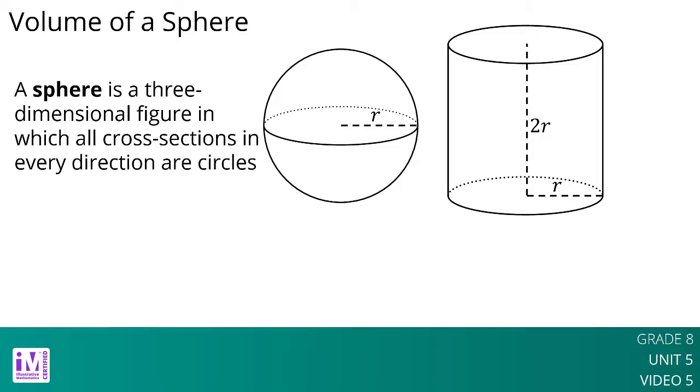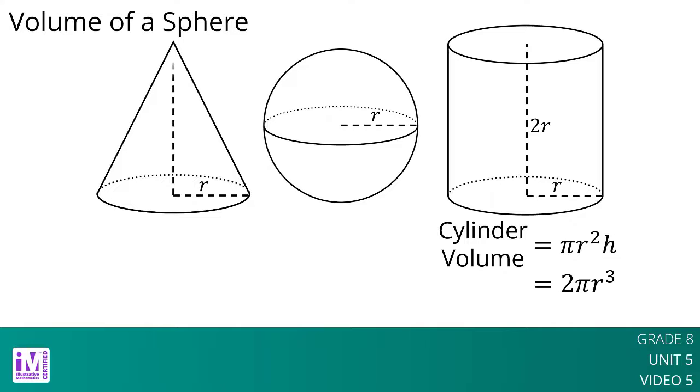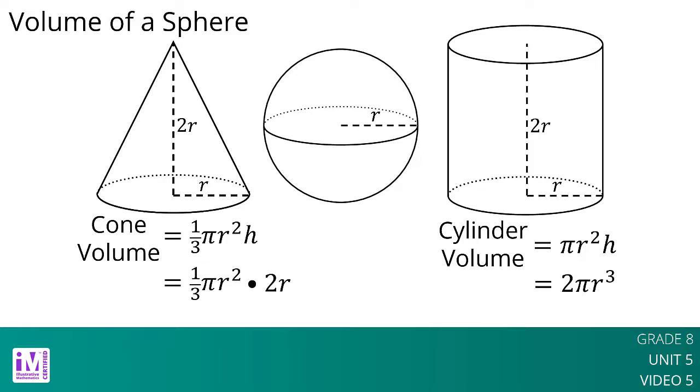Using what we have learned about volume, the cylinder has a volume of pi times r squared times h, equals pi times r squared times 2r, which is equal to 2 pi r cubed cubic units. We learned earlier that the volume of a cone with the same base and height as a cylinder has 1/3 of the volume. In this example, such a cone has a volume of 1/3 times pi times r squared times 2r, or just 2/3 pi r cubed cubic units.